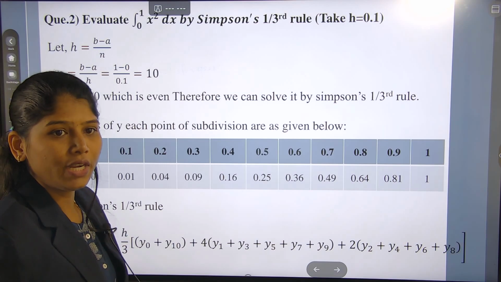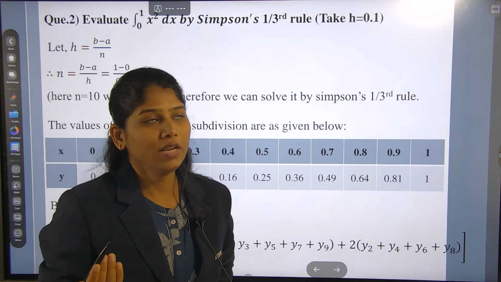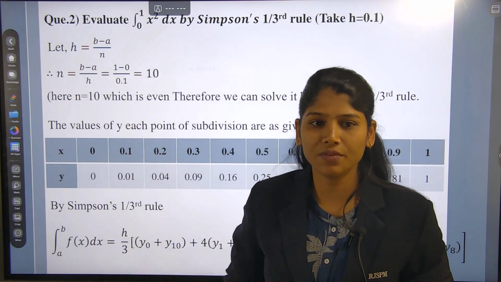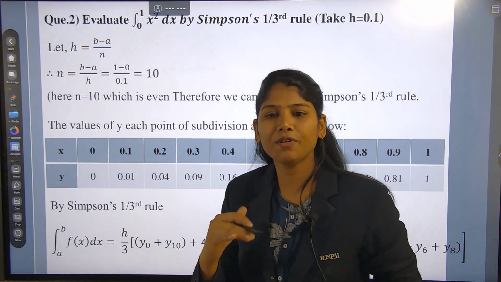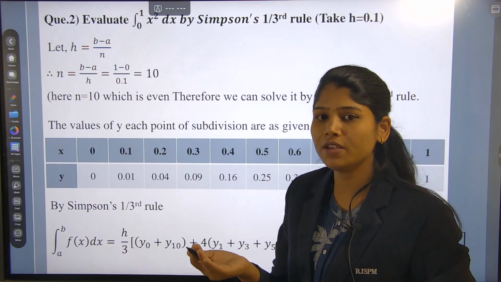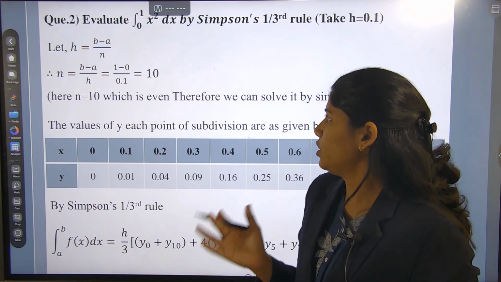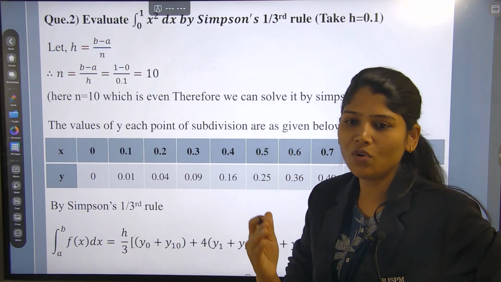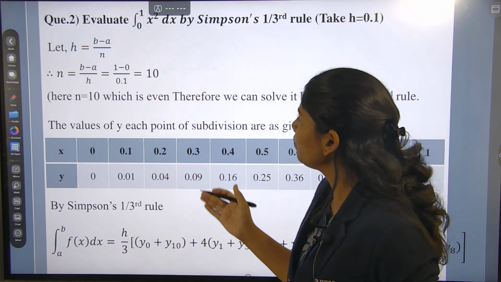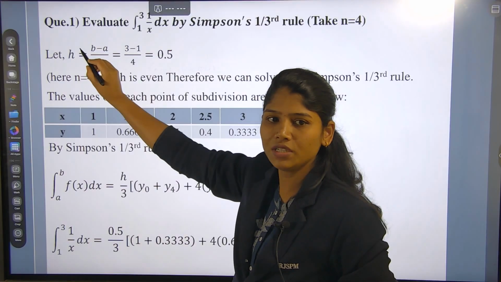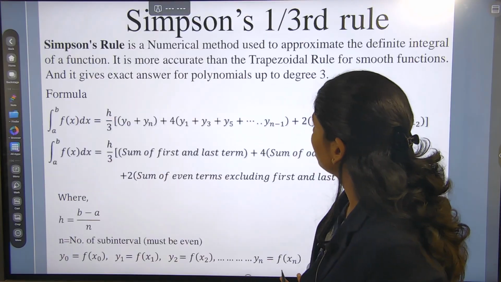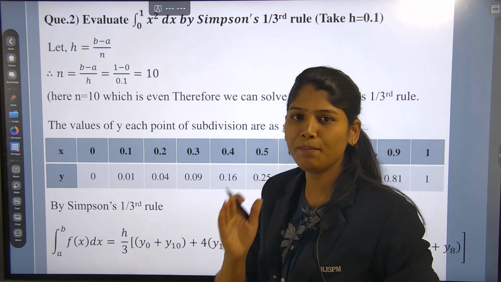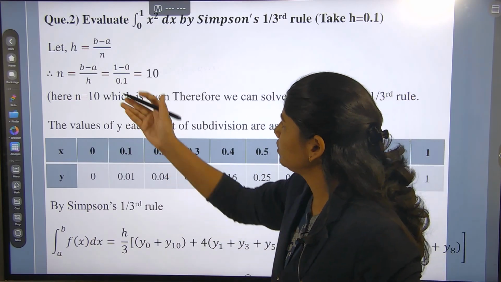The question is to evaluate the integration from 0 to 1 of x square dx by Simpson's 1/3 rule. Here h is given. If h is given, then find the value of n. If n is given, then find the value of h. So here h is given, so find the value of n. N means how many subintervals we need here. So we know the formula for h. The formula for h is b minus a upon n.